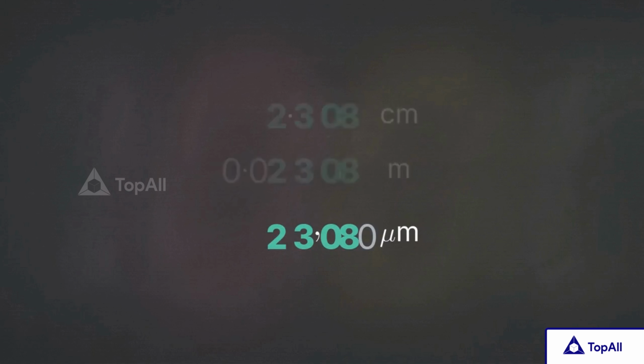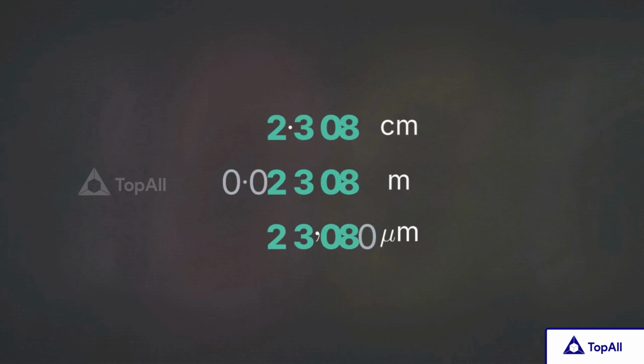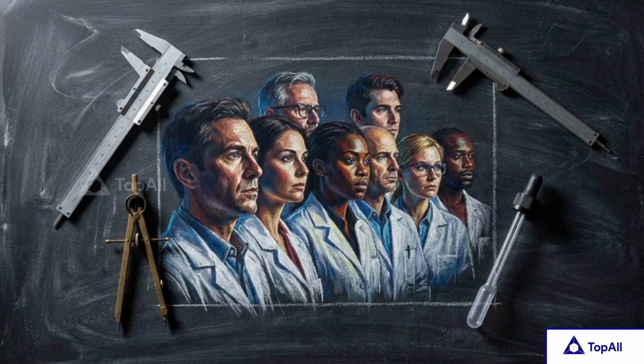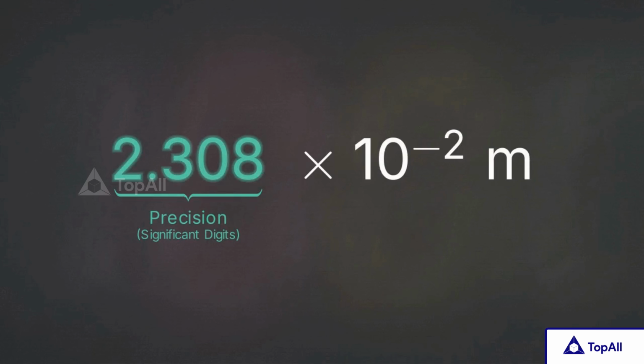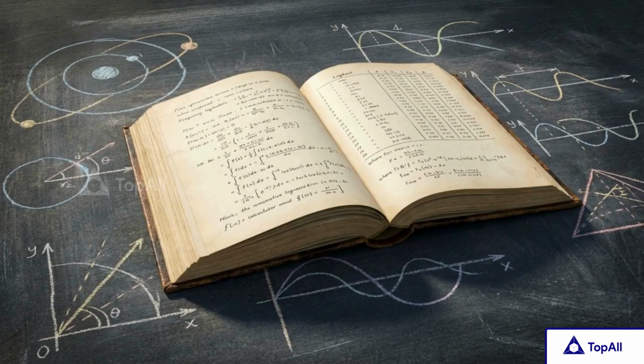When we stack these values, we see that the core digits, 2, 3, 0, and 8, never change. They are the only digits that represent the actual physical interaction between the tool and the object. To avoid this confusion entirely, scientists use scientific notation. By expressing the value as 2.308 times 10 to the negative second power, we ensure that only the truly significant digits are reported. Significant figures serve as a permanent record of a measurement's original scale.